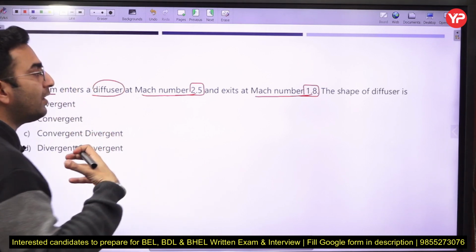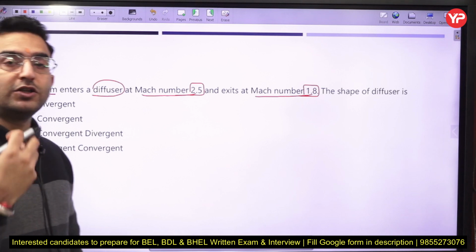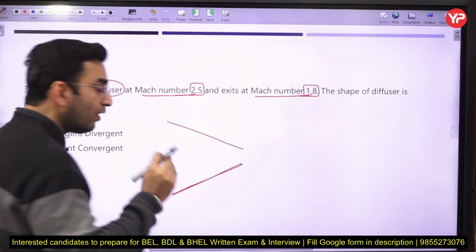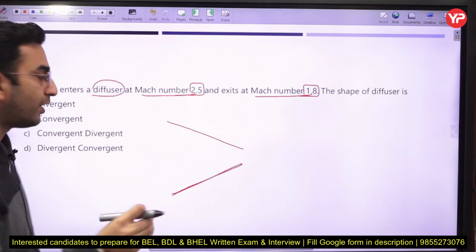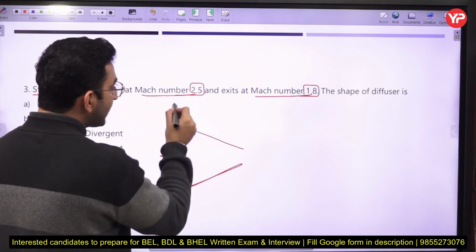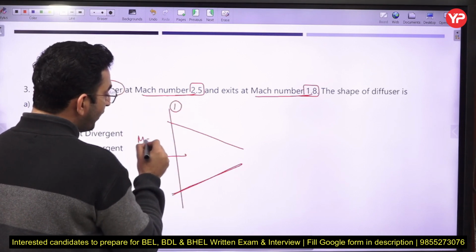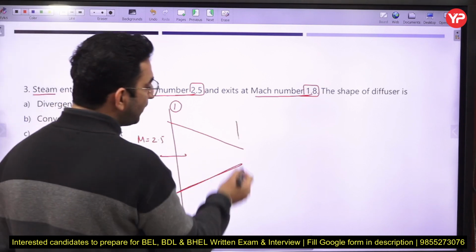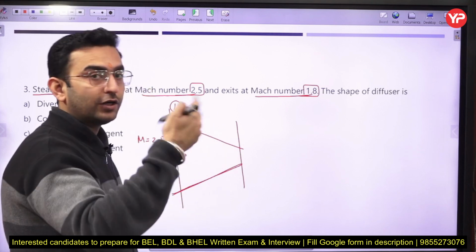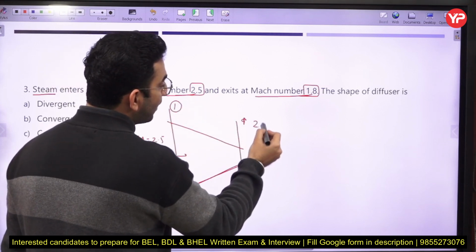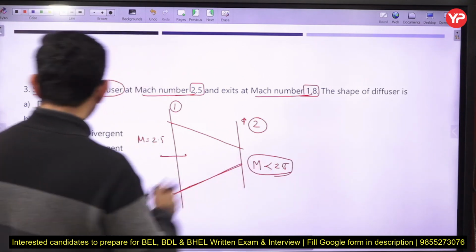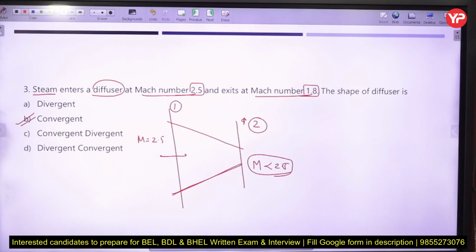So whenever we talk about compressible flow, in that case the shape of the diffuser must be convergent type when the Mach number of the fluid is more than 1. So here you can see, when the fluid is entering at point 1 with a Mach number of 2.5, this converging section is going to act as a diffuser here. So that means the kinetic energy is going to be converted into pressure energy, and the corresponding Mach number at point 2 you are going to see is less than 2.5 here. So we can say in this case option B is also incorrect. Okay, so the answer to question number 3 is going to be B here.